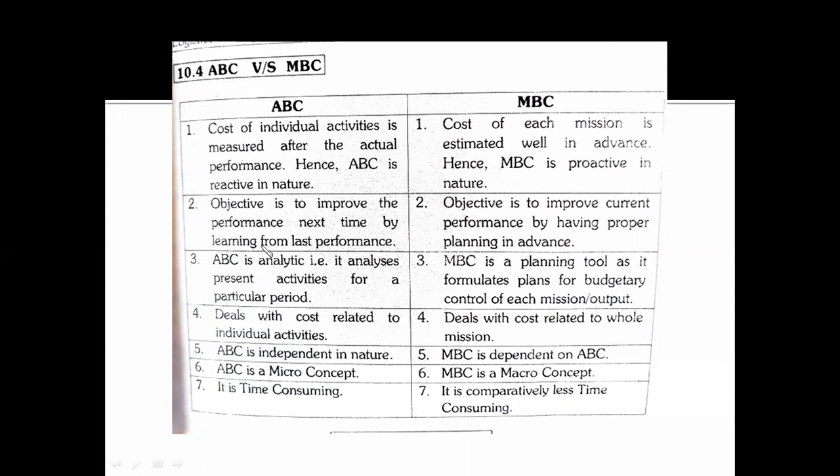Then, the objective of ABC is to improve the performance next time by learning from the earlier performance, the previous performance. The objective of MBC is to improve the current performance itself. ABC analyzes the activities for a particular period. MBC formulates plans. It is overlooking the future as well. ABC deals with costs related to individual activities. MBC is related to the whole mission. ABC is independent, but MBC is dependent on ABC. ABC is micro, MBC is macro, and ABC is time consuming.